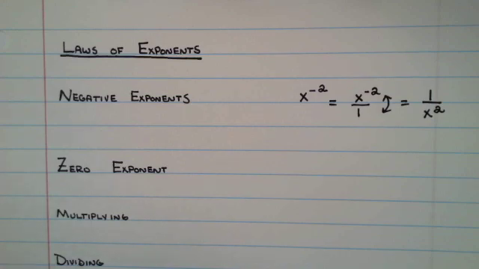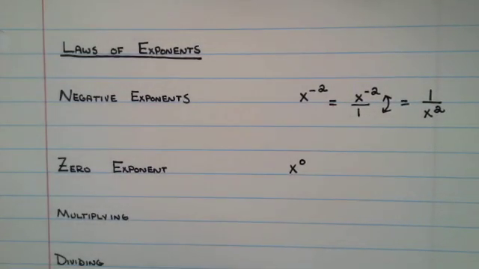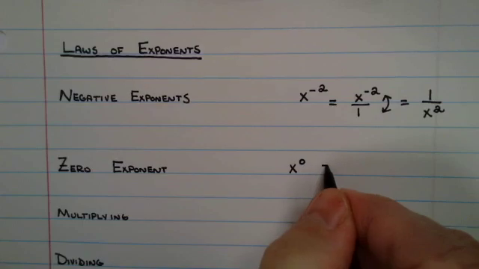Now we need to give an example of something that has a zero exponent. Anything raised to the exponent of 0 will always be equal to 1.